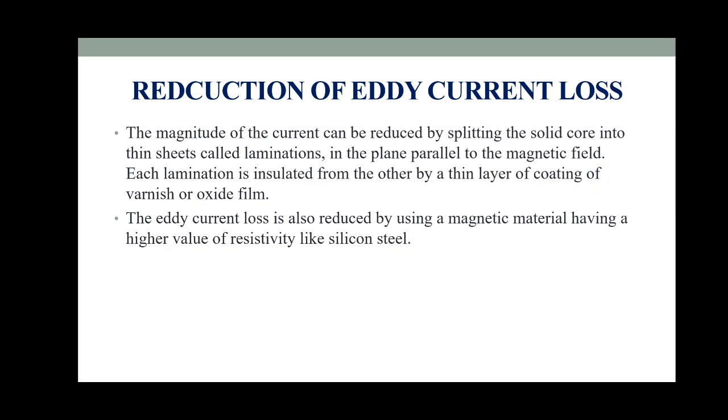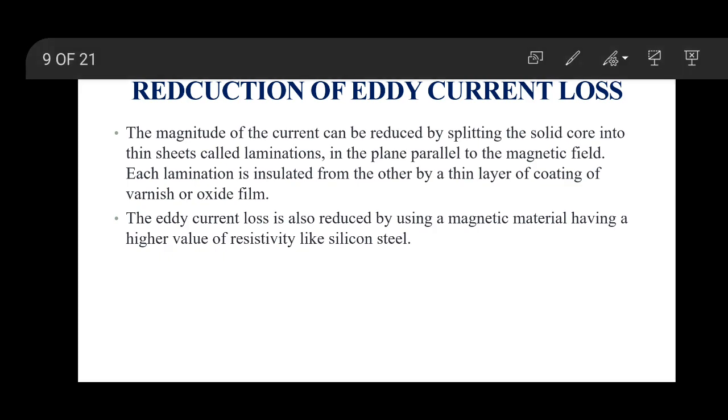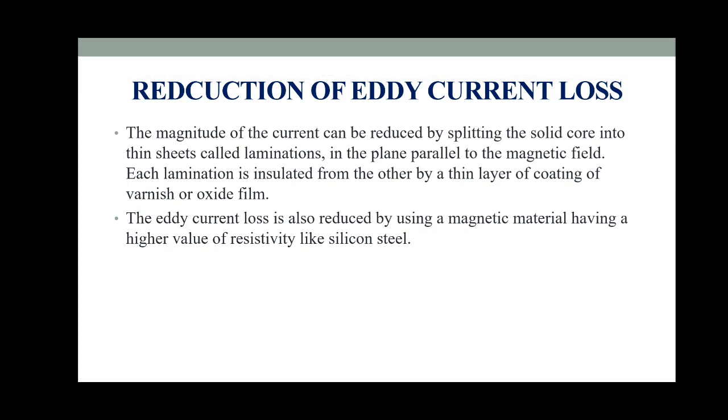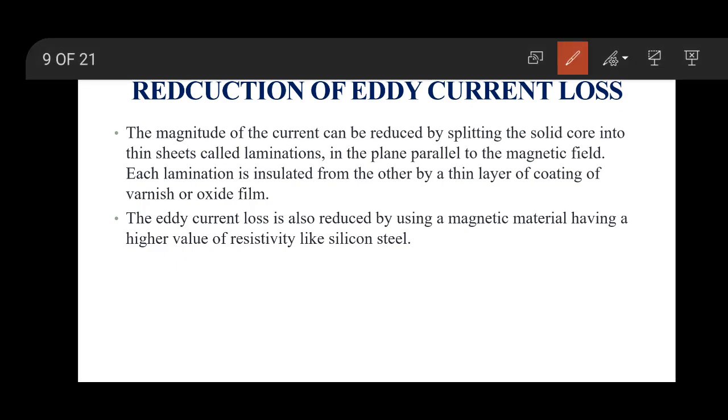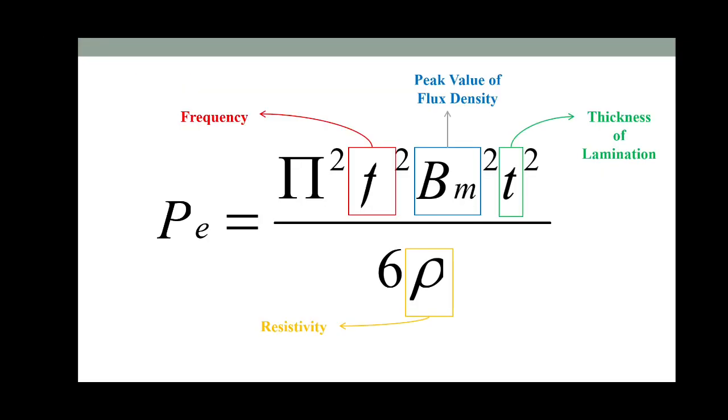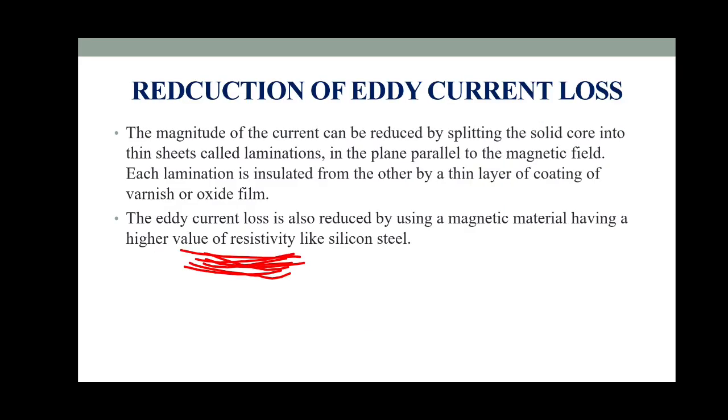That is to be done. The eddy current loss is also reduced by using a magnetic material having a higher value of resistivity like silicon steel. Why so? Because it is inversely proportional to resistivity. So higher the resistivity, lower will be the eddy current loss value.